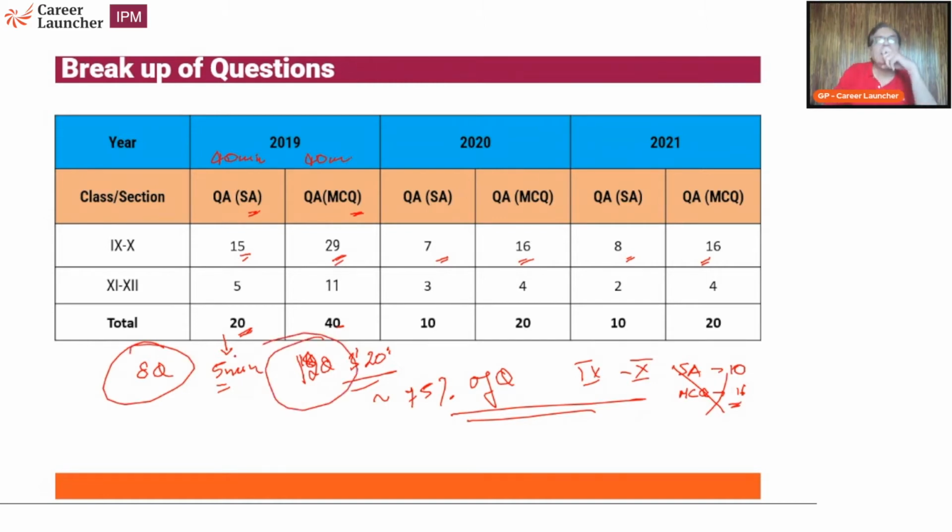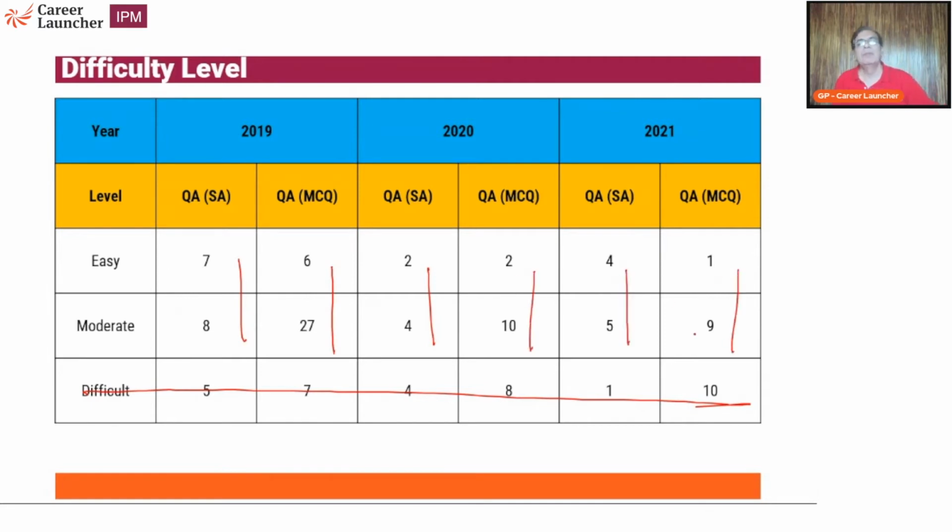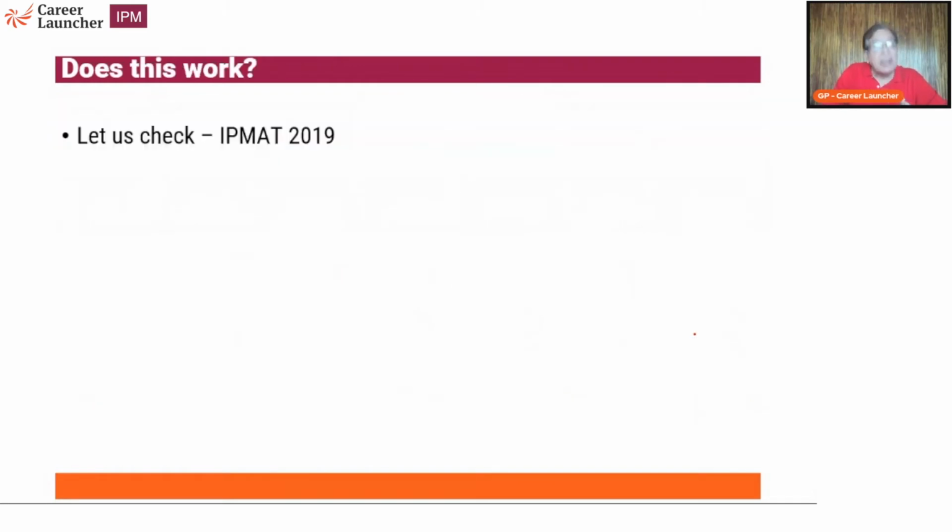The other way to look at this paper is to look at the breakup of questions in terms of easy, medium, and difficult. Just forget the difficult questions, they don't exist for you. And again, you will have about 65 to 75% of the questions available to you. So this is not an issue at all. So what is your task? How do you attempt a paper? You attempt a paper by focusing on topics of class 9th and 10th. Okay. And let's check in the IPMAT paper 2019 if this works.